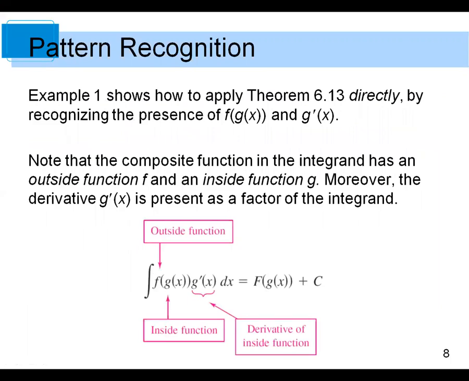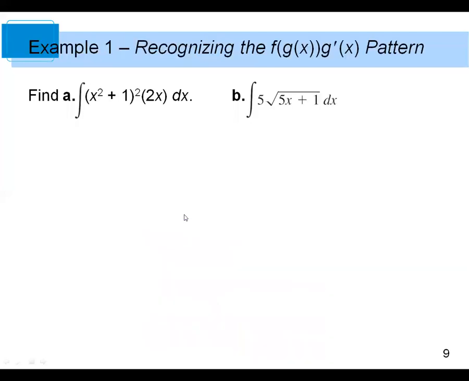So example 1 is going to show how to apply this theorem directly by recognizing the presence of f of g of x and g prime. Note that the composite function in the integrand has an outside function f and an inside function g. So there's an inside function here, an outside function here. Also, the derivative of g, g prime, is present as a factor of the integrand. So let's find these two indefinite integrals using this pattern recognition.